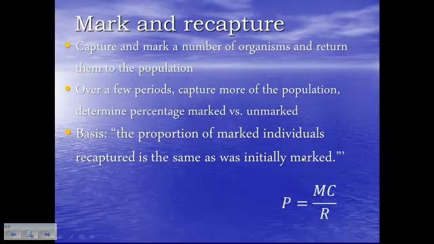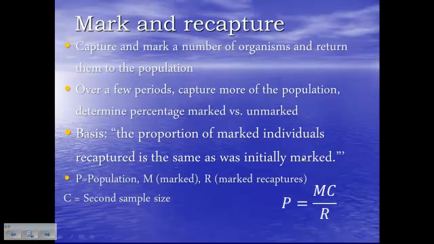And mathematically it looks like this, where P, as you might have guessed, is the population, M is the number of organisms marked, R is the marked recaptures, and C is the second sample size. And so by multiplying this in, you get to see how many organisms there really are based on how many you're recapturing that are still marked.